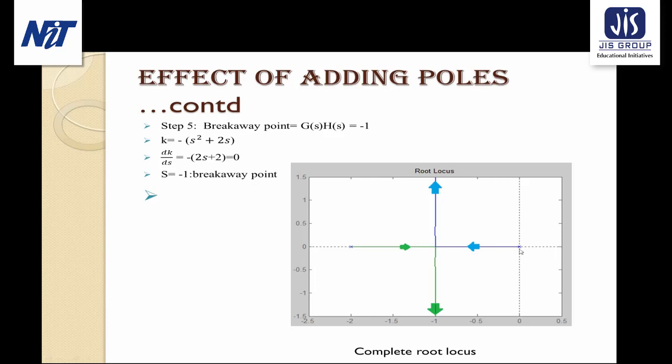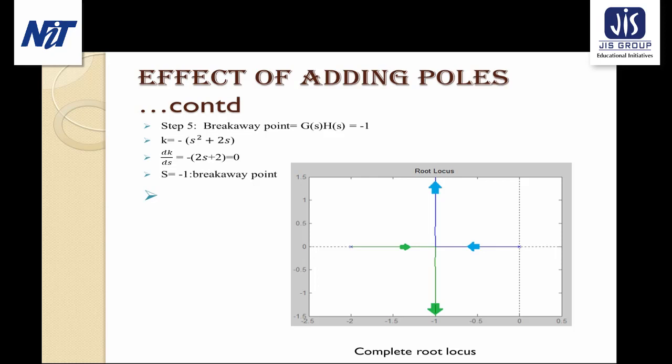The poles are located at 0 and minus 2. When k is varying, both the poles move in opposite directions, and at minus 1 is the breakaway point, and from the breakaway point the root locus goes to infinity along the 90 degree and the 270 degree. That means it follows the asymptotic angles and terminates at infinity. So this is the root locus of the given system.